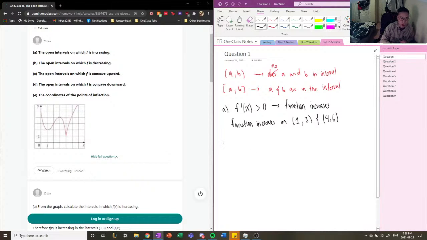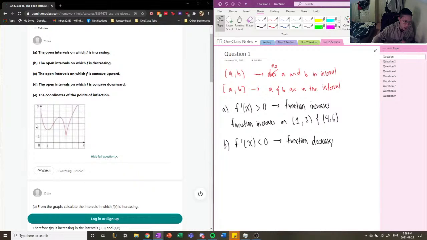Okay, so part B asks us to identify the open intervals where the function is decreasing. If the function is decreasing, that means its derivative is negative. And you guys know that another very important aspect about the derivative is if the derivative is equal to 0, we have a horizontal tangent, and that means that we have a min, max, or saddle point. But that's beyond the scope of this question so far.